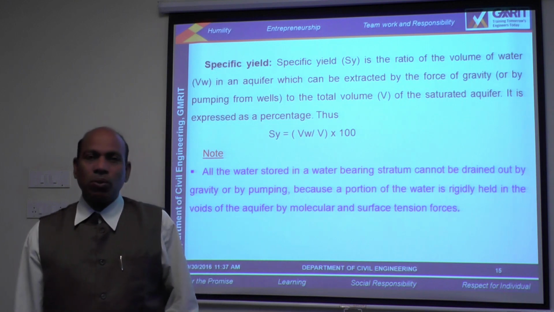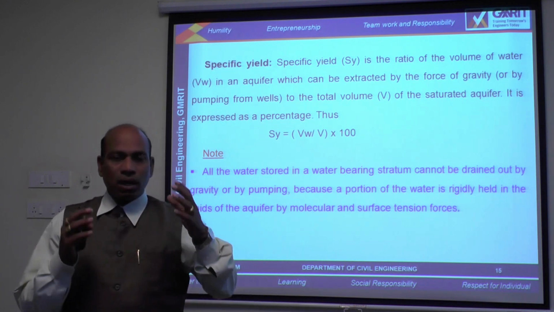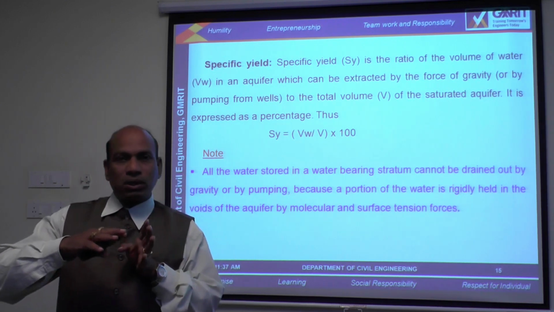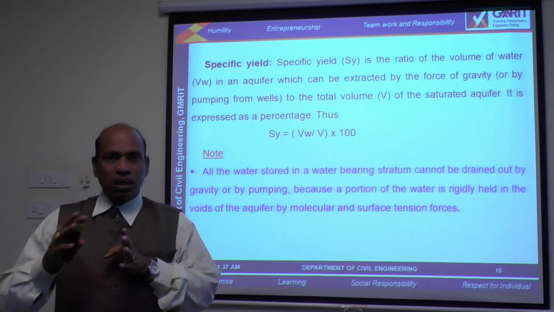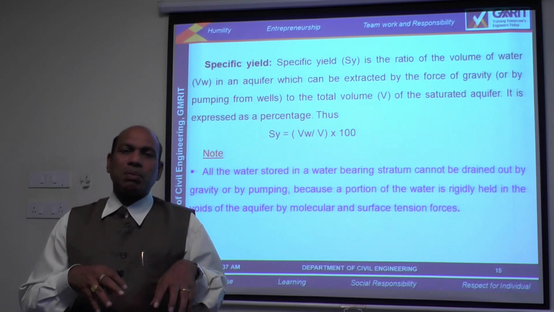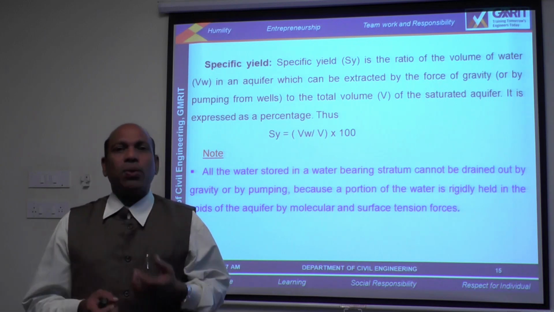Here we are going to note one point: not all the water stored in the soil mass is simply drained out by gravity, because some quantity of water is held in the soil mass by molecular and surface tension forces.